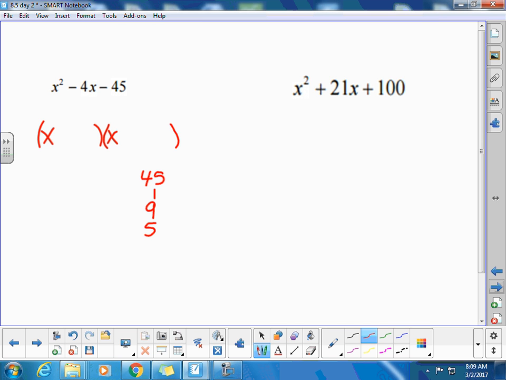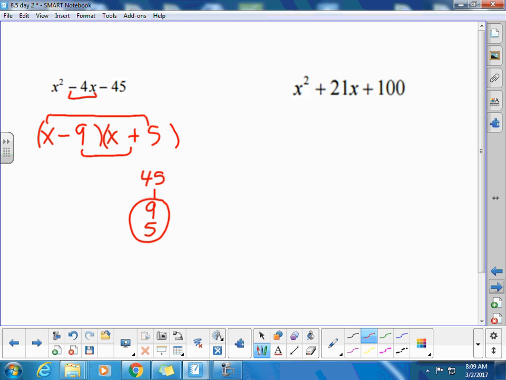And it looks like we're looking for a negative 45, so we need one to be negative, one to be positive. And here it tells us they need to have a difference of 4, and the bigger one should be the negative. So here is 5 and 9. They have a difference of 4. And I want the bigger one to be the negative, so minus 9 and plus 5. And check our middle terms. This would be 5x minus 9x, which would give us a negative 4x.